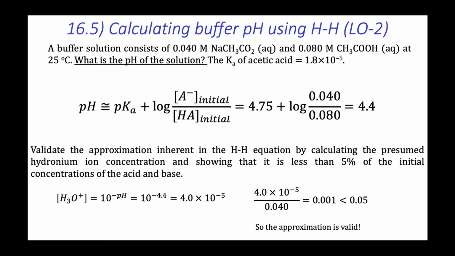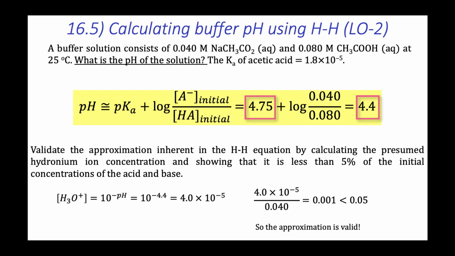Here's a simple application of the Henderson-Hasselbalch equation, in which we calculate the pH of a buffer solution prepared by mixing acetic acid and its conjugate base, sodium acetate, at concentrations of 0.080 molar and 0.040 molar, respectively. Notice that we end up calculating a pH a little lower than the pKa, which is expected since we have an excess of the acid over its conjugate base.